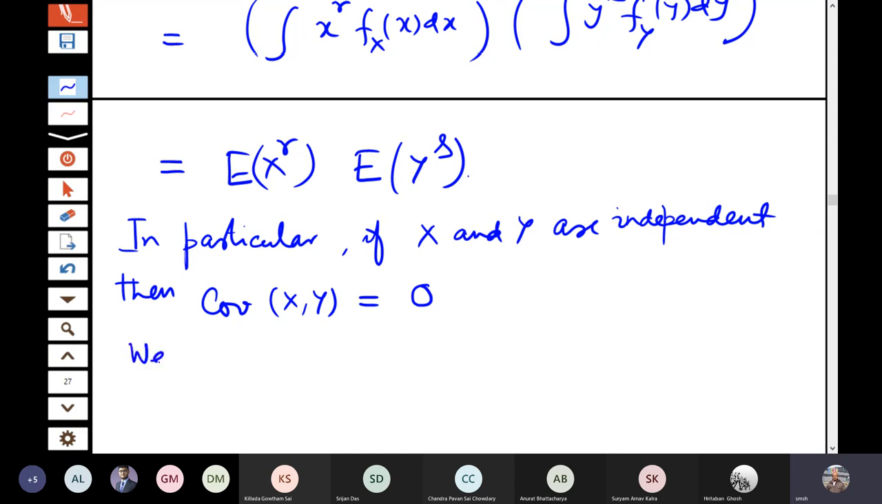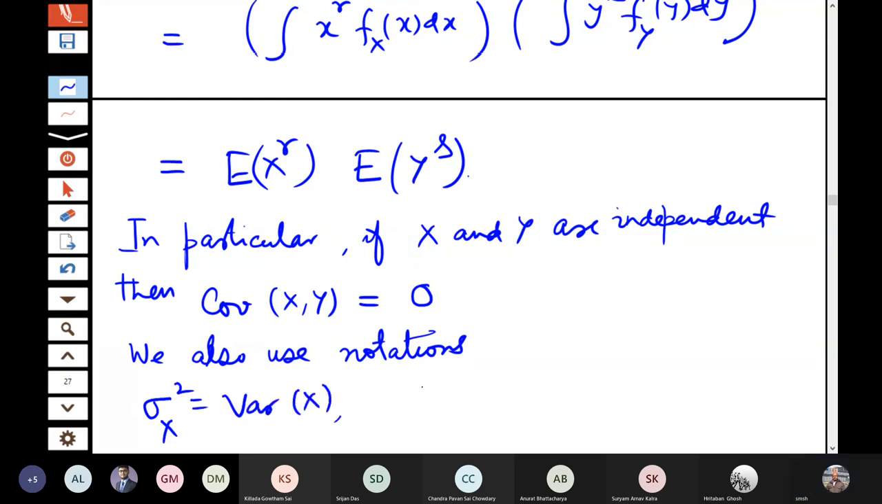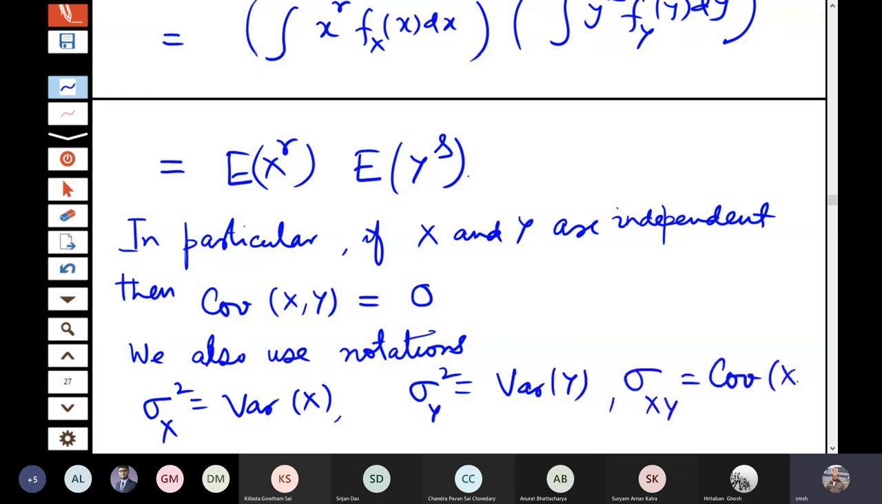So we also use notations. Sigma x square as the variance of x, sigma y square as the variance of y, and sigma xy as the covariance between x and y.